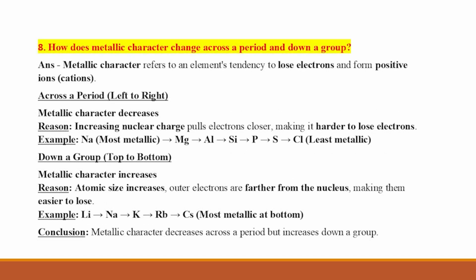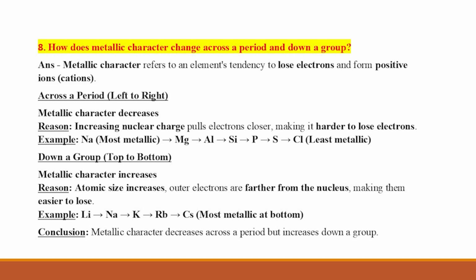8. How does metallic character change across a period and down a group? Answer. Metallic character refers to an element's tendency to lose electrons and form positive ions, cations. Across a period, left to right, metallic character decreases. Reason: increasing nuclear charge pulls electrons closer, making it harder to lose electrons. Example: Na, most metallic; Mg, Al, Si, P, S, Cl, least metallic.